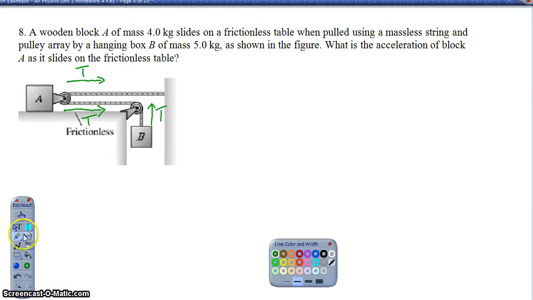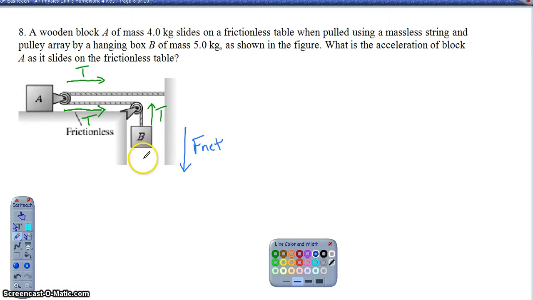Obviously, if I think about this system, I know that block B is not going to move upward, right? The net force acting on block B is going to have to be going downward, because that block is either going to fall or it's not going to do anything. But since there's no friction on the table, I know that block B in fact will fall down.